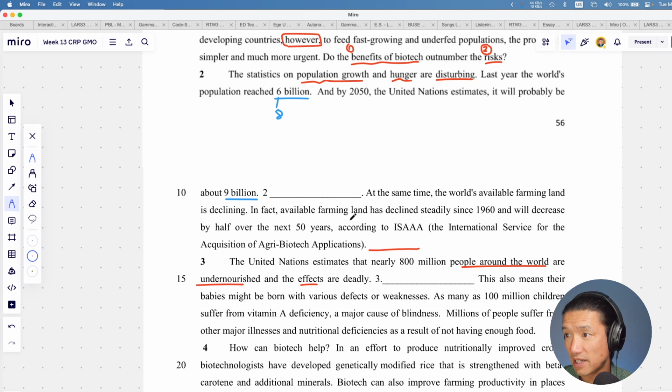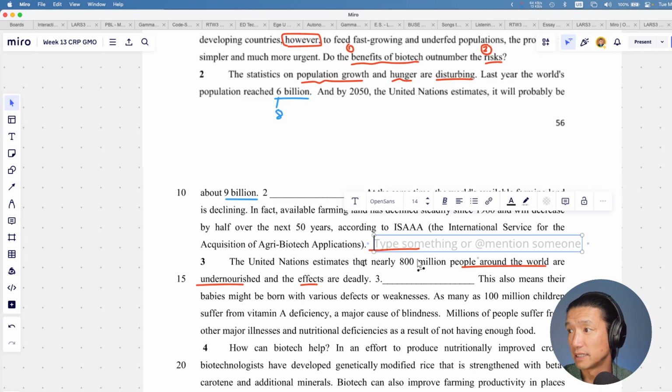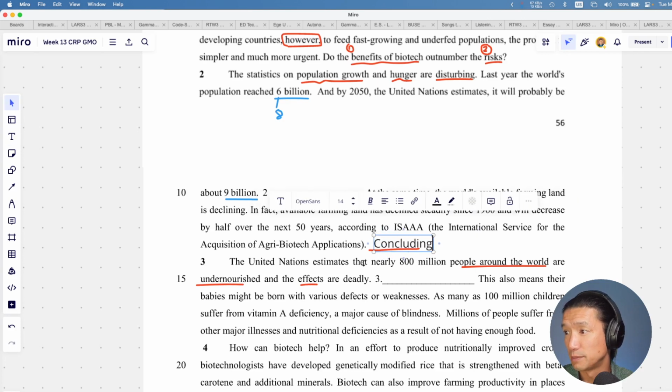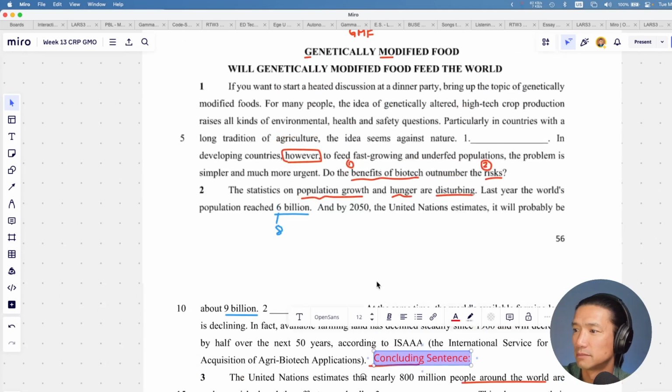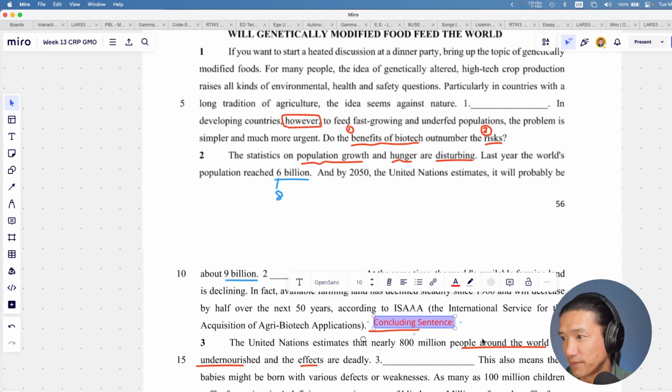Okay? In fact, available farming land has declined steadily since 1960. Let's write a concluding sentence that actually would help us. Concluding sentence, because we always need one. You should never ever end with a quote. That's my opinion. It's an opinion still, but I'm the teacher. Do you agree? Yes, I'm the teacher. I hope you agree with that.